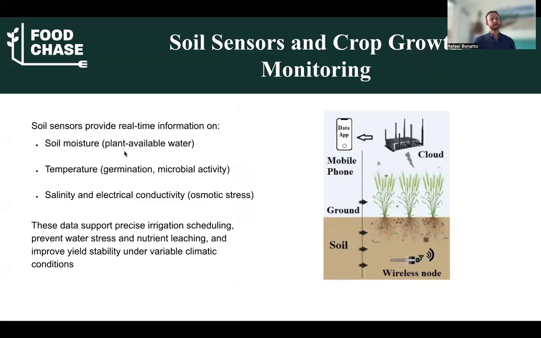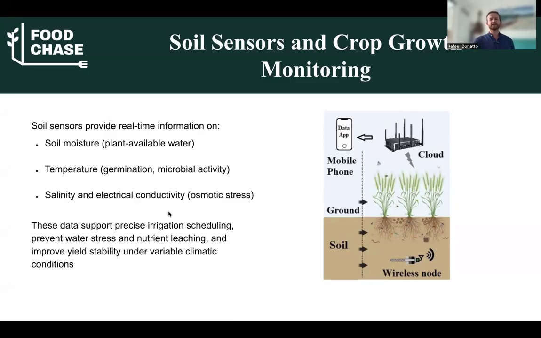Soil sensors and crop growth monitoring, the first subchapter there. Soil sensors provide real-time information on soil moisture, temperature, salinity, and electrical conductivity, like I mentioned before. These data support precise irrigation scheduling, when to irrigate and how much water I need, or what the application will be. They prevent water stress and nutrient leaching. Remember, leaching is when the excess of nutrient water runs away from somewhere, maybe percolating through the soil.